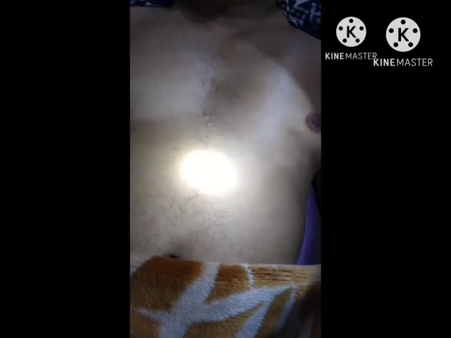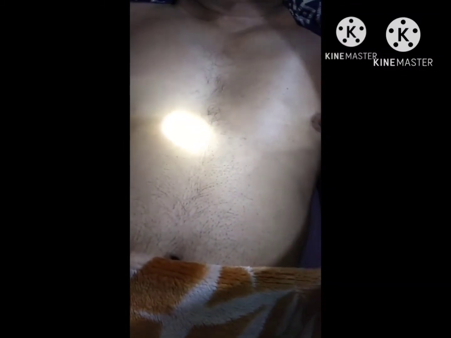Now we are going to inspect the anterior chest wall by shining a tangential light across the chest wall over the cardiac apex, to make these movements more visible.